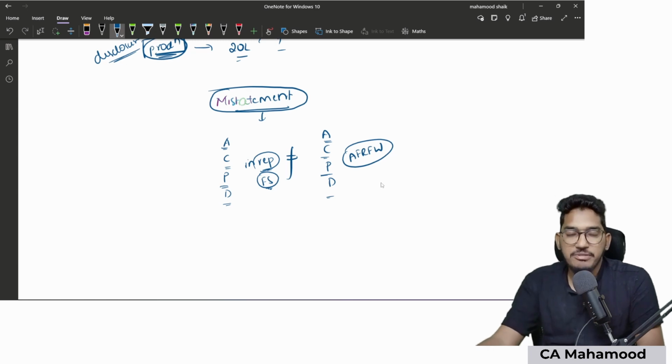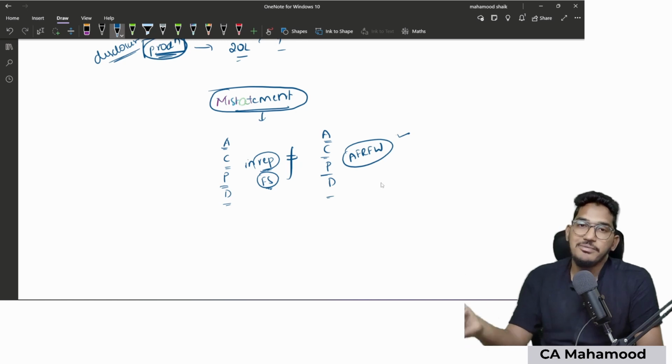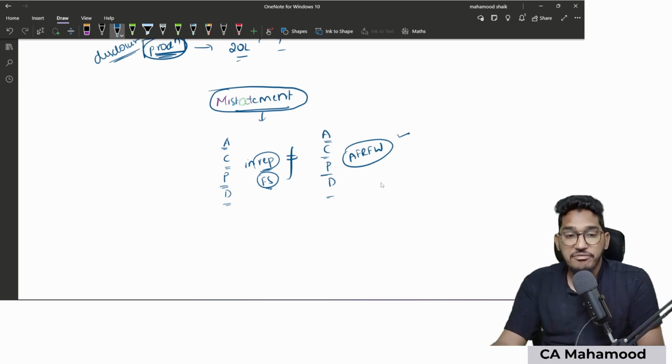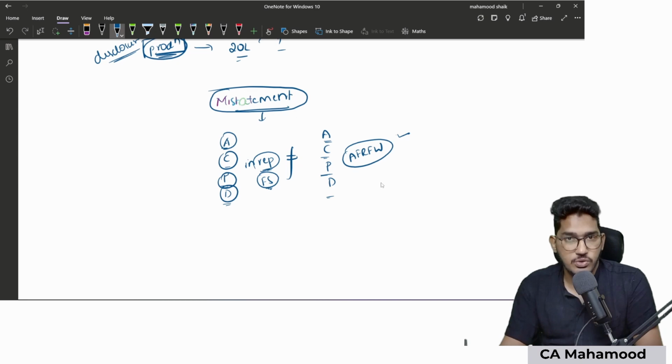Nothing but the applicable financial reporting framework is asking the company to do something, but the management, in the financial statements which they have prepared, is doing something else. That difference could be in amount also. That difference could be in classification. That difference could be in presentation. That difference could be in disclosure.